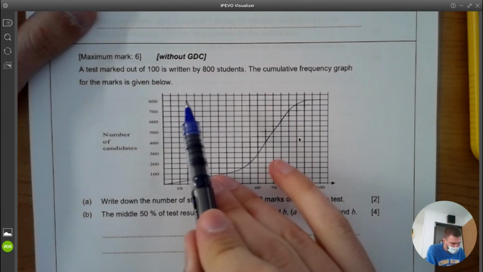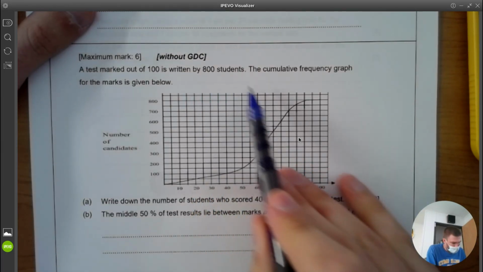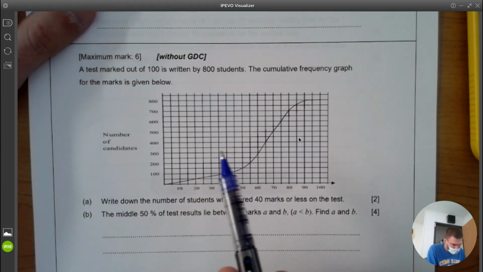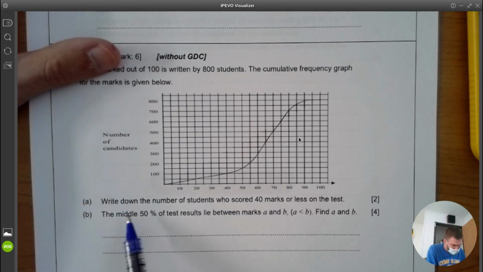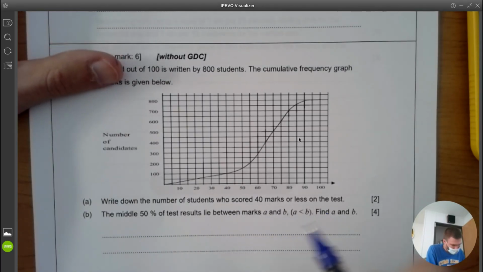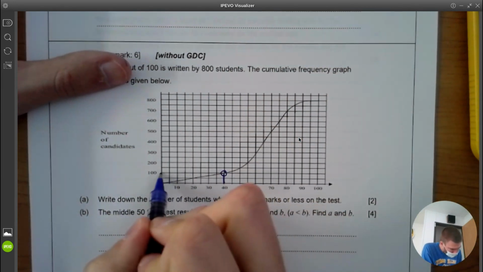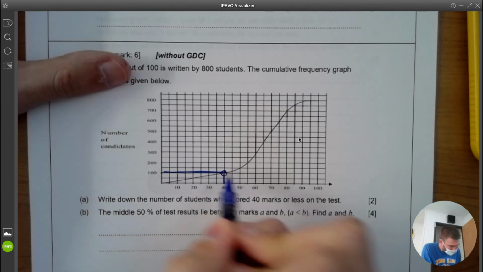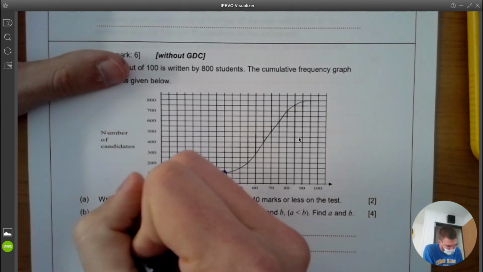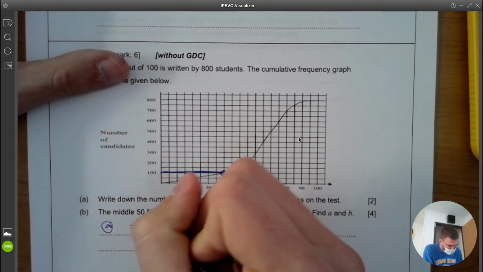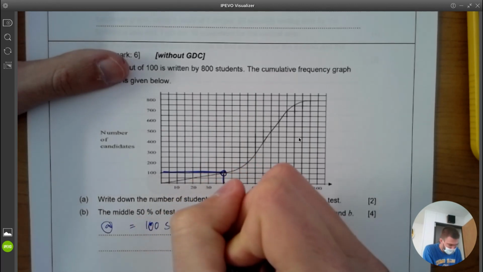Test is marked out of 100 by 800 students. The cumulative frequency graph and the marks is given below. Find the number of students who scored 40 marks or less on the test. Well, here's 40 marks. How many students scored 40 marks or less? Should be 100 students.